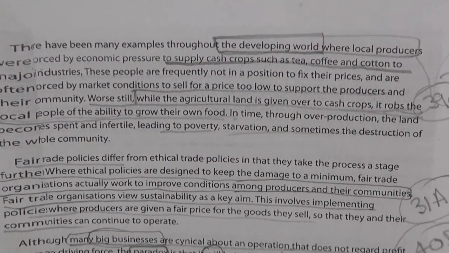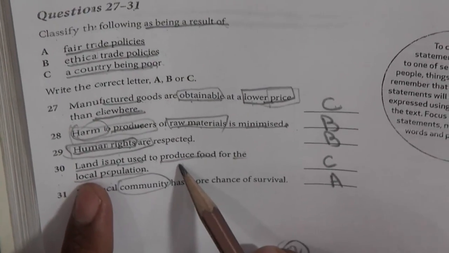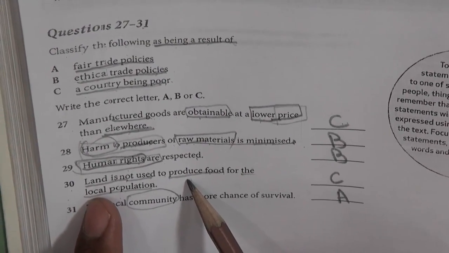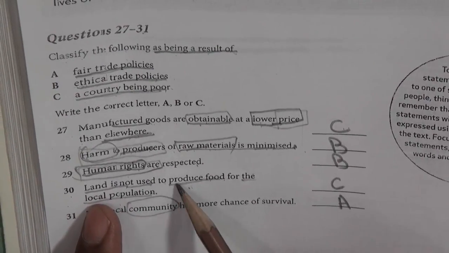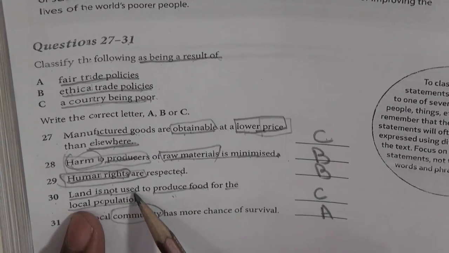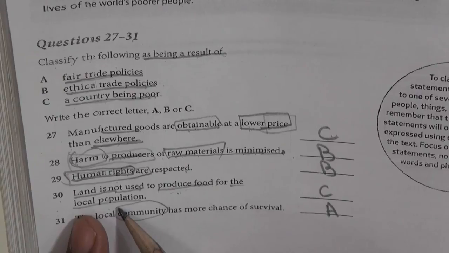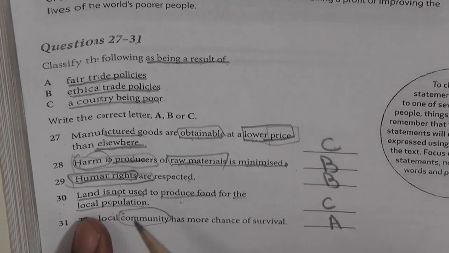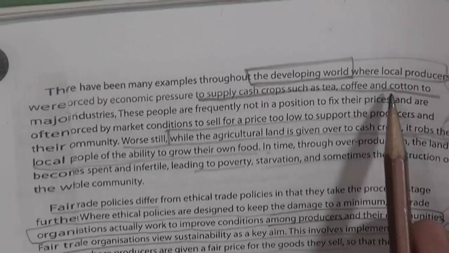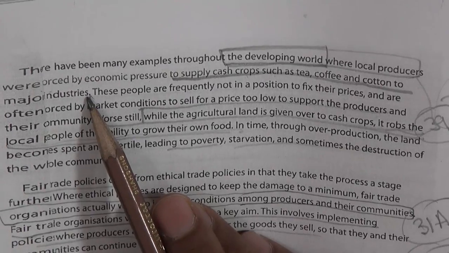Now what is that? Land is not used to produce food. For food, they have used the word cash crops such as tea, coffee, cotton. Although cotton is not a food, still it comes in the same category. Land is not used to produce food for the local population, where they have written forced by economic pressure to supply cash crops such as tea, coffee and cotton to major industries, meaning the other countries.